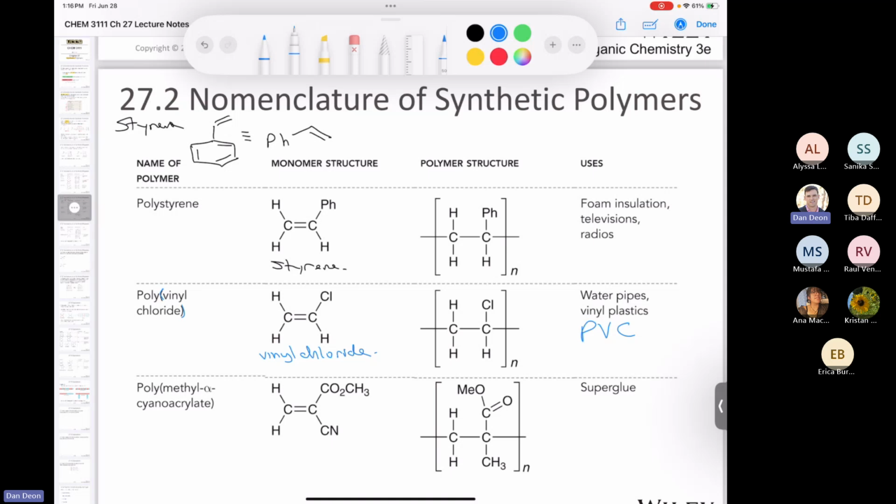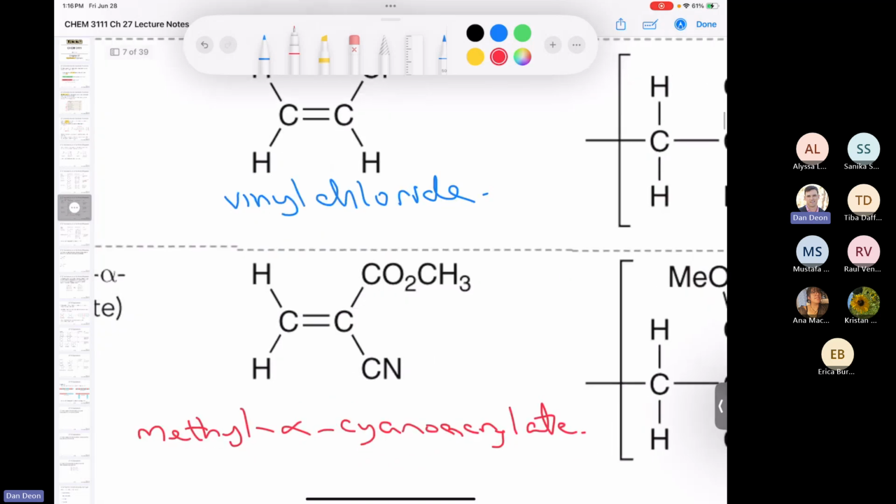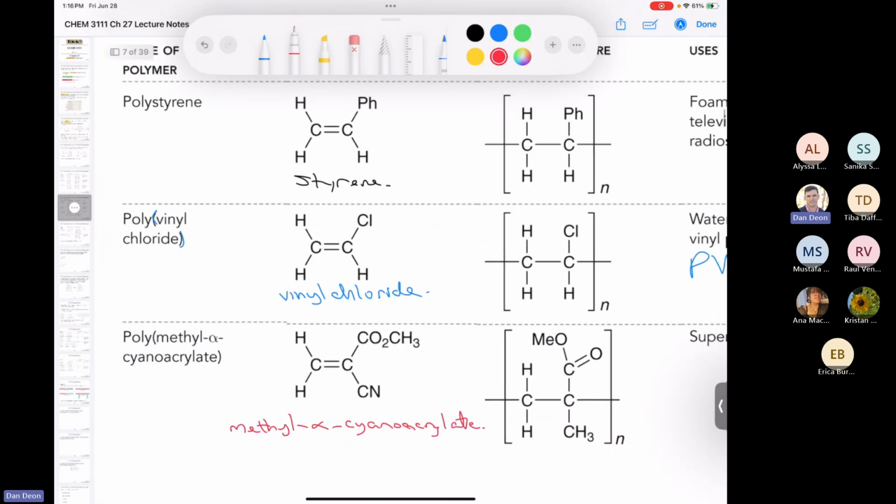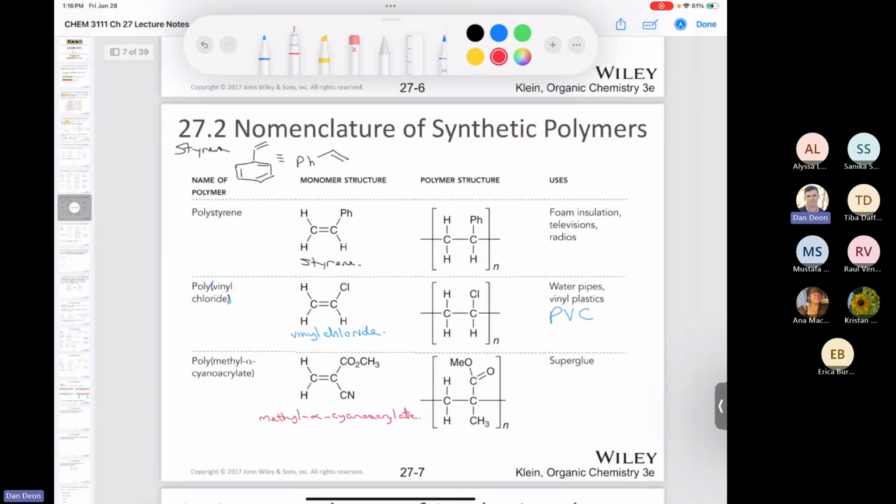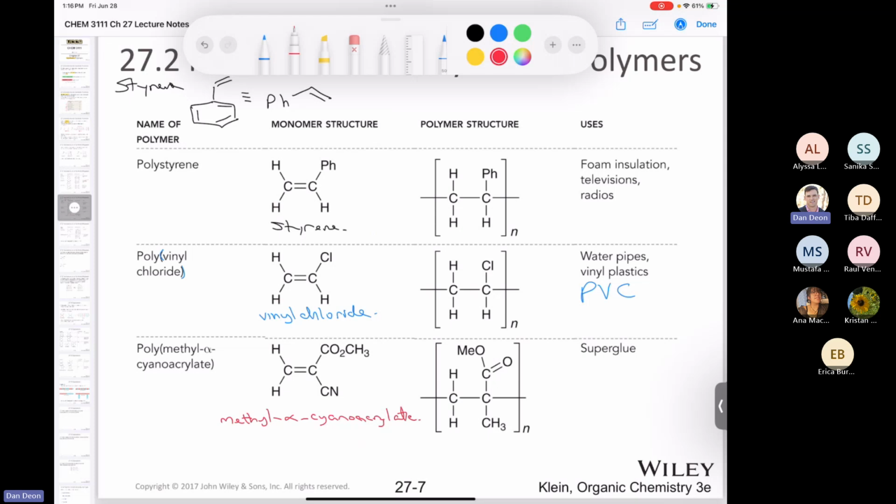So it's made from methyl alpha cyanoacrylate. So this compound here, this is methyl alpha cyanoacrylate. How's that for a name for you? And what's cool about this compound is it polymerizes really easily, right? So when you polymerize that, you get poly(methyl alpha cyanoacrylate), and you see that that's found in superglue.